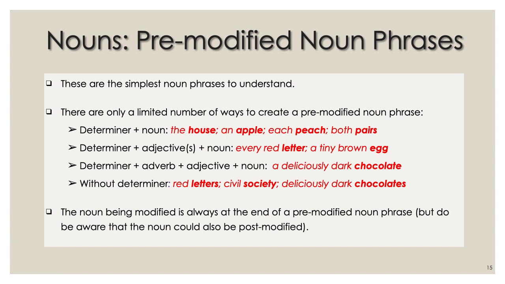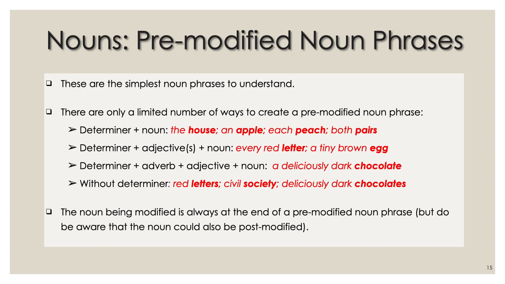The most basic ones are just the determiner plus noun: the house, an apple, each peach, both pears. Then the other simple one is the determiner plus adjective plus noun: every, the determiner, red, the adjective, and letter, the noun. Or a, the determiner, tiny brown, so you've got two adjectives there, and egg, the noun. And actually, the interesting thing in English is that you can have as many adjectives as you want before a noun, and sometimes authors play around with that.